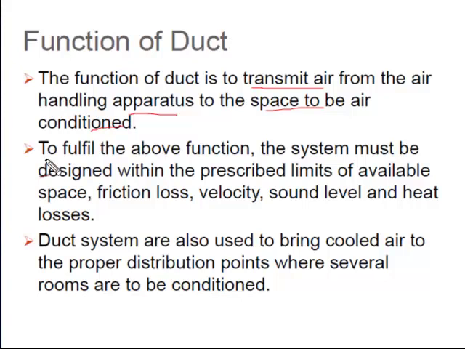The second point is: to fulfill the above function, the system must be designed within the prescribed limits of allowable space, friction loss, velocity, sound level and heat losses. The third point is: duct systems are also used to bring cold air to the proper distribution points where several rooms are to be conditioned. It means when we are using a central air conditioning system and we want to distribute the air to a number of rooms, then we also use a duct.